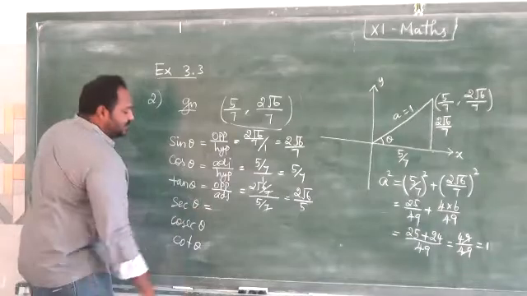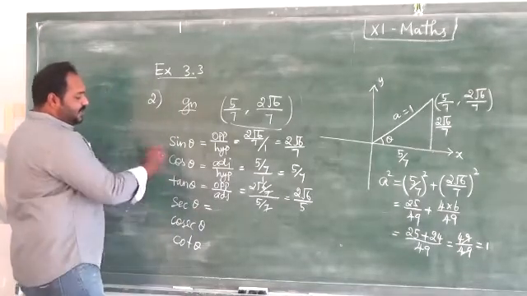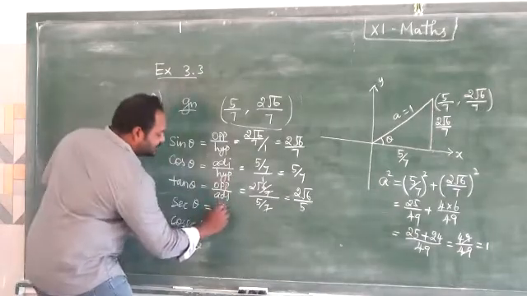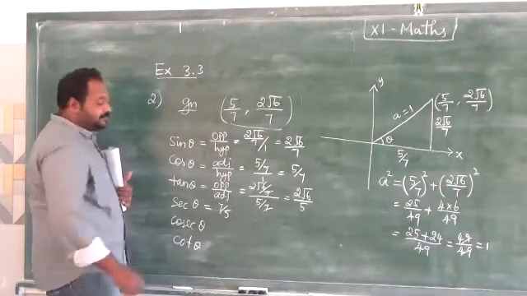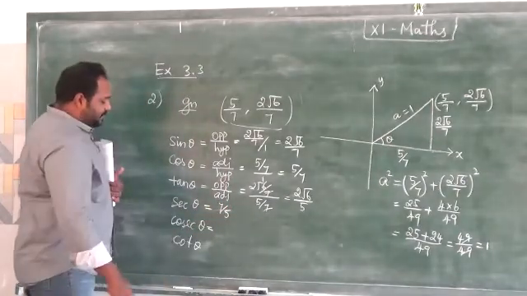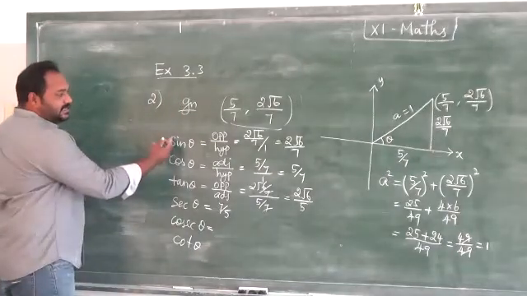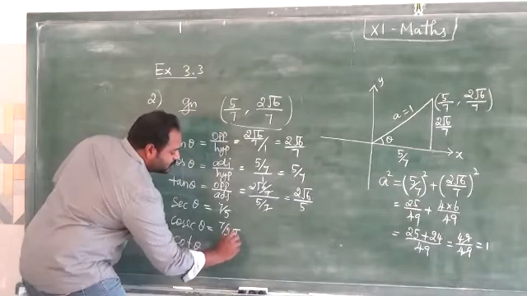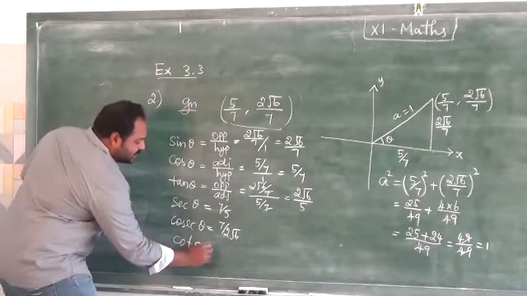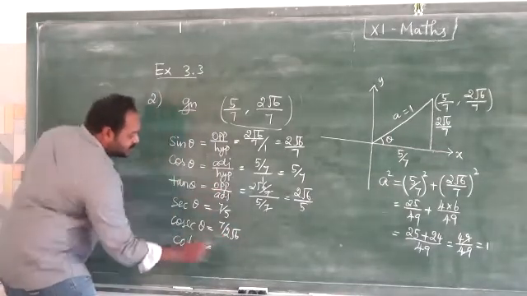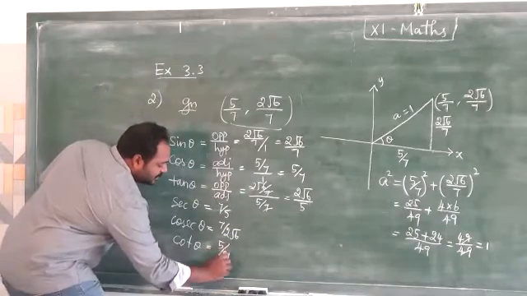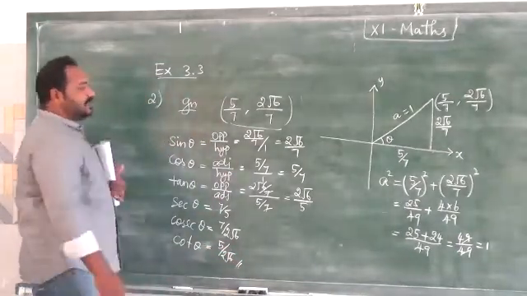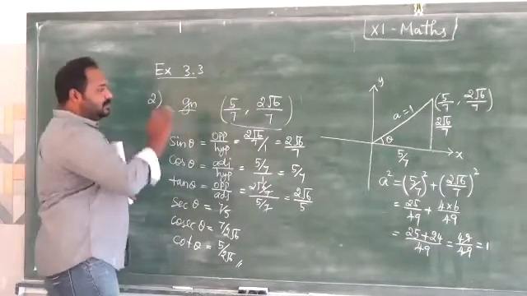Then secant theta. Secant theta we can write directly because it is the reciprocal of cos theta. So the reciprocal of cos theta is 7 by 5. Same like, cosecant theta is the reciprocal of sin theta, 7 by 2 root 6. Next cot theta is the reciprocal of tan theta. It is 5 by root 6. So these are the values required for question number 2.